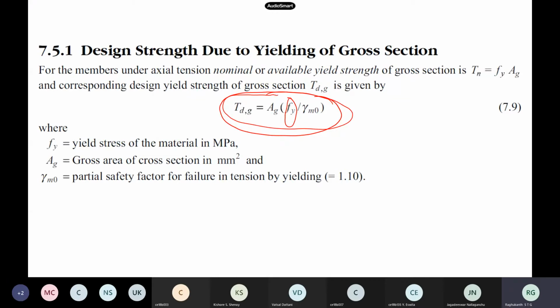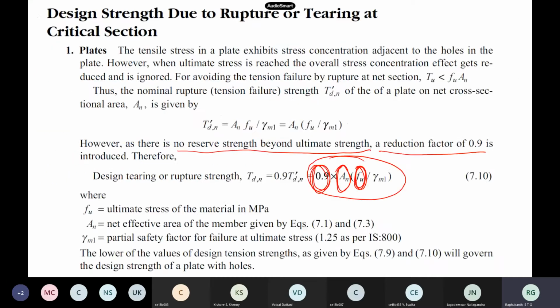So this is yielding, Ag times Fy. We will be using Fy, the yield stress, because the serviceability gets violated. That's why Fy comes into the picture here. Then for rupture, we have this expression, 0.9 times An into Fu. Here we go up to the ultimate stress, because you will get a different stress-strain curve when you do a tension test with a plate with a hole.